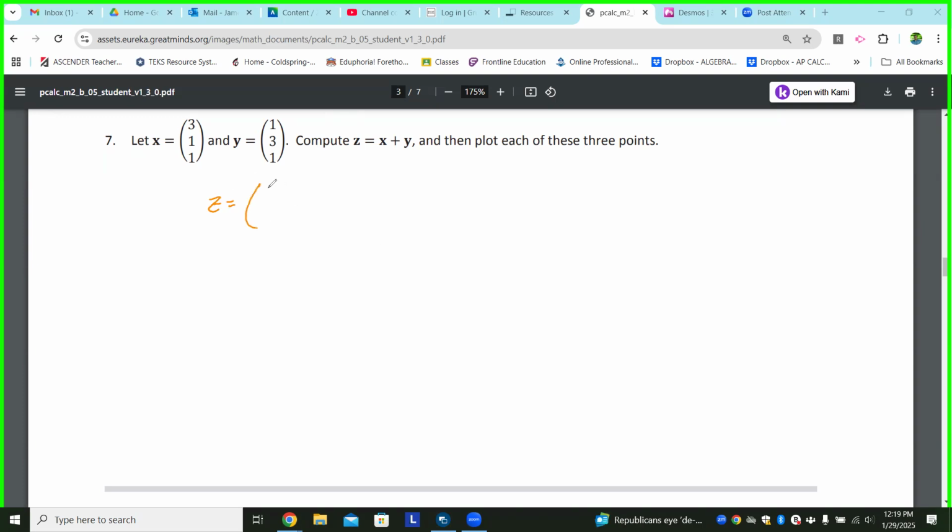So if I take my x plus y, which is 3, 1, 1, and 1, 3, 1, we're going to add them, not multiply. This will give me what? 4, 4, 2. Perfect. All right. I'm not even going to attempt to graph 3-dimensional because I'm just not good at it. So let's go ahead and look in Desmos.